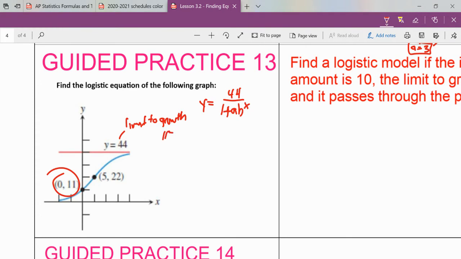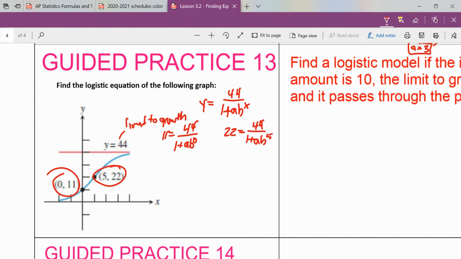I have that as 11 equals 44 over 1 plus ab to the 0 power. And I'll use this other coordinate to create another equation, plugging that in. So we've got 22 equals 44 over 1 plus ab to the 5th.